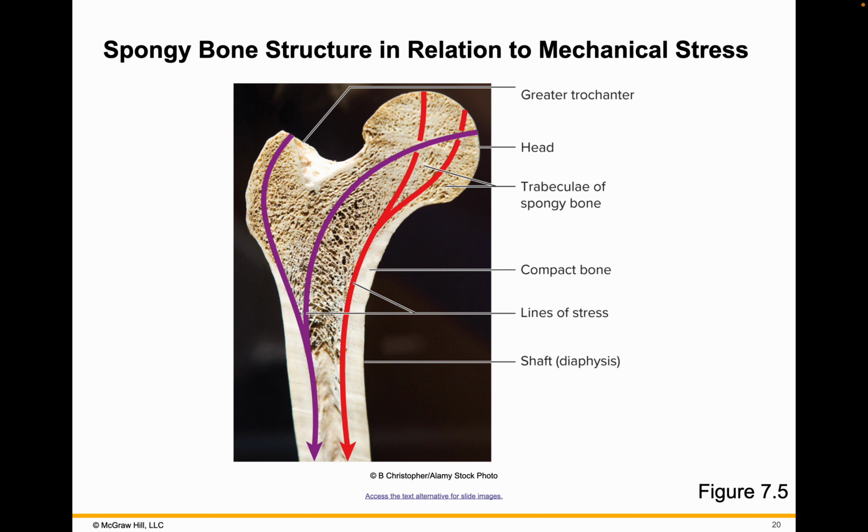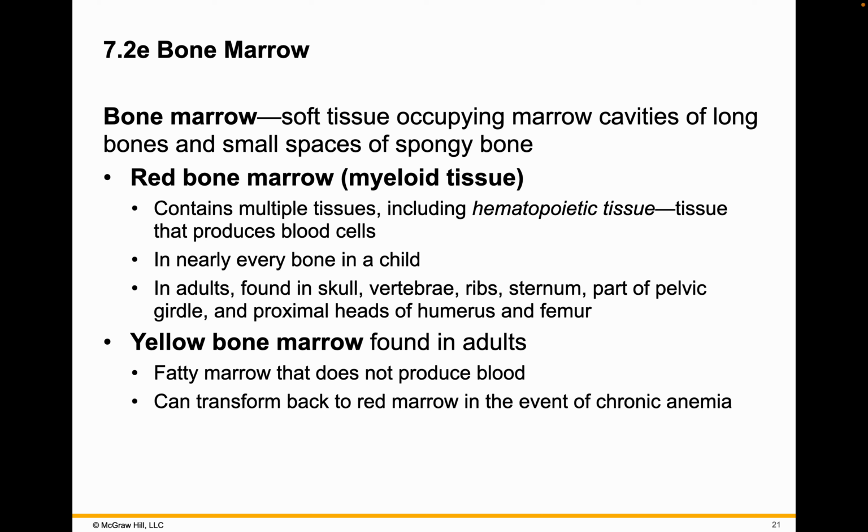And you can see the stress lines, which correspond to the laying down of this bone. Bone marrow is a soft tissue occupying the marrow cavities of long bones and small spaces of spongy bone. It comes in two types: red bone marrow, which is myeloid tissue, which are multiple tissues, but they have hematopoietic tissues in them. They have the stem cells that will become all of the blood cells that we have.